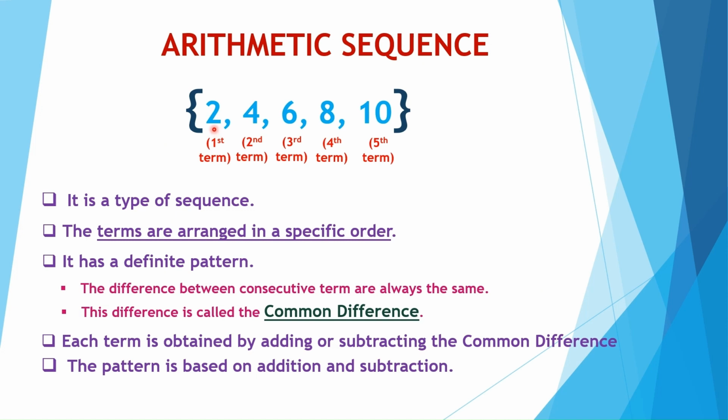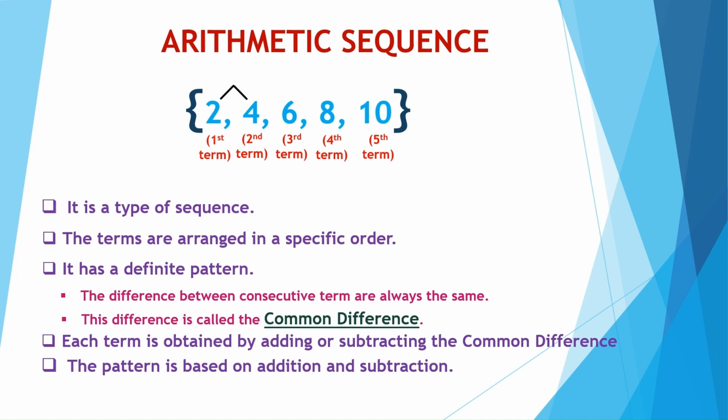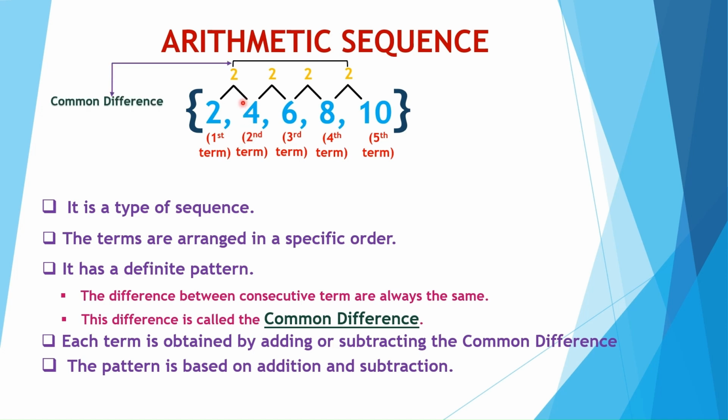So we can see here that 2 is the first term, 4 is the second term. If we get the difference between 4 and 2, it will give us 2. The difference 2 remains constant or remains the same for the succeeding adjacent terms in the sequence. That is why 2 is called the common difference, because it remains the same all throughout the sequence.